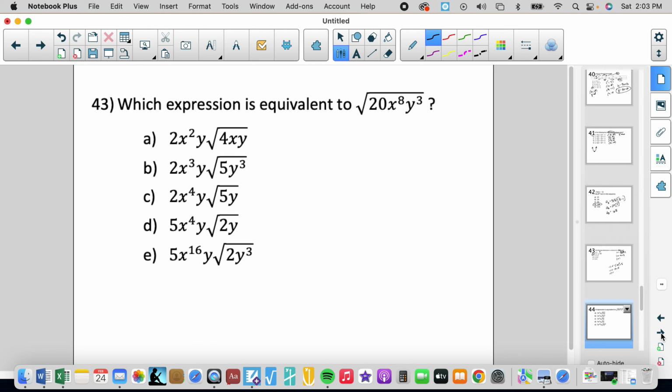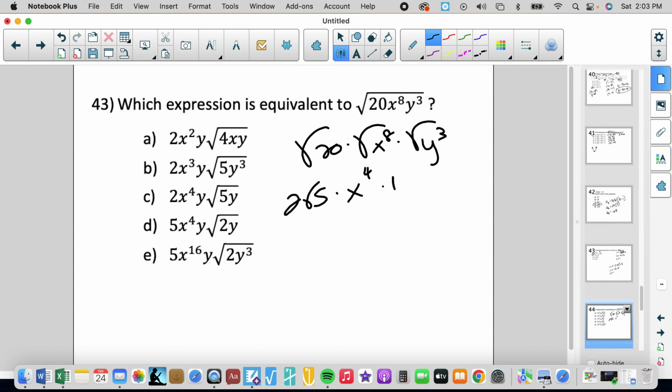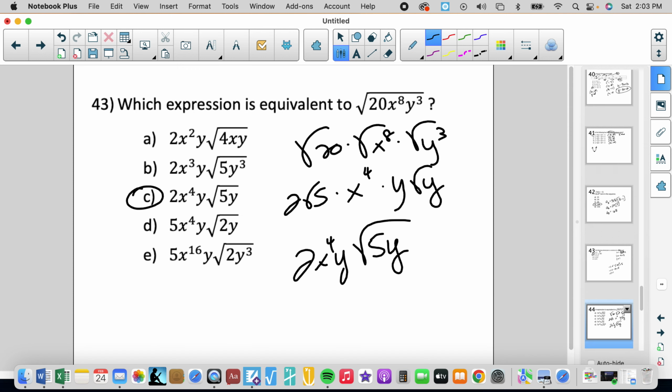43. We're going to break up each of those. We should know that that's 2 rad 5. We should know our radicals so fast. Divide by 2, you get x to the fourth. Divide by 2, you get y rad y, because there's only 1. 2 goes into 3 once with 1 left over. And we get 2x to the fourth y, and then we put the rads back under. And that's going to be C.